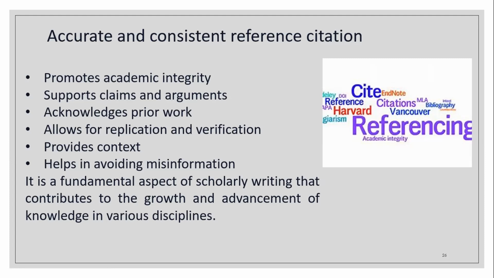When you cite the citation or the reference from previous work, it helps other researchers or other readers, the ones who read your paper or your thesis, to go back to the original paper and check. And maybe if they are interested in some of the information, or maybe they don't understand from your work, they can go to find more information in the previous work. When you have the proper citation, they can go back to the paper or the reference and check all the information that they need. And also it helps in avoiding the plagiarism. And also it is a fundamental aspect of scholarly writing to contribute to the growth and advancement of knowledge in various fields.